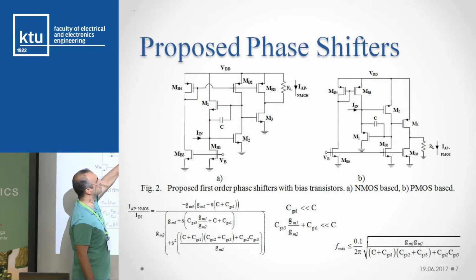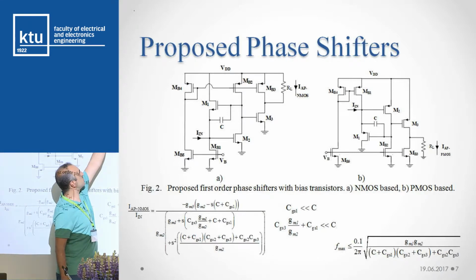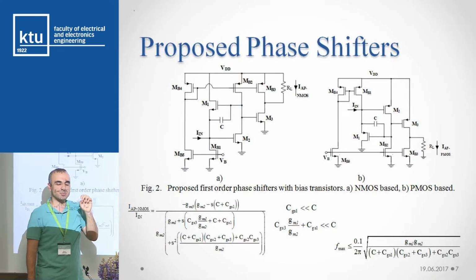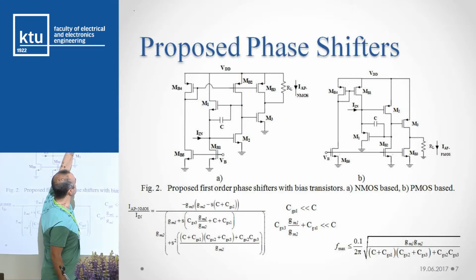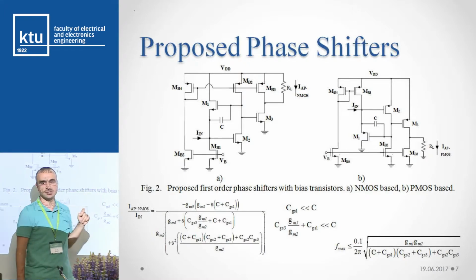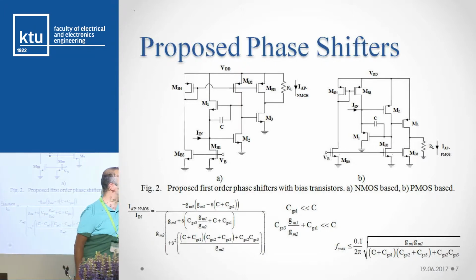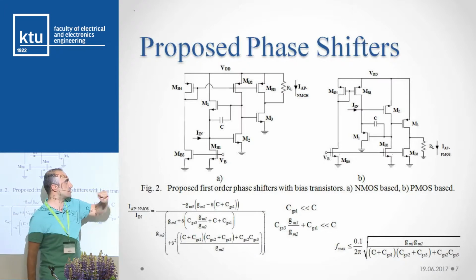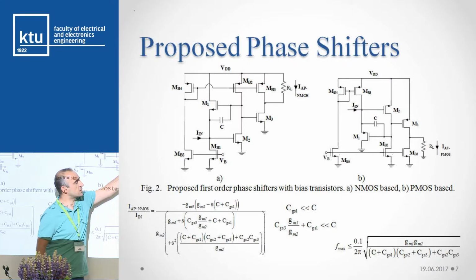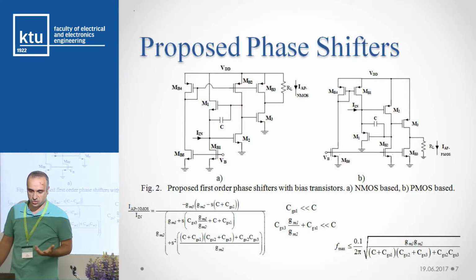If you prefer to use this one, this is the load resistance. It must be connected between the drain of this transistor and the DC power supply, VDD. If you prefer to use this one, the only difference is this. You can use a grounded resistor as a load.